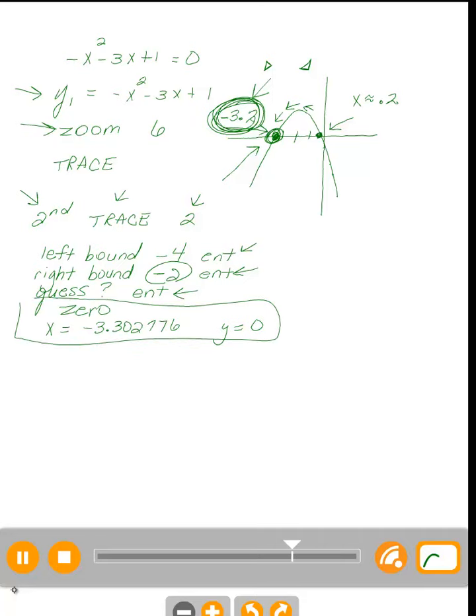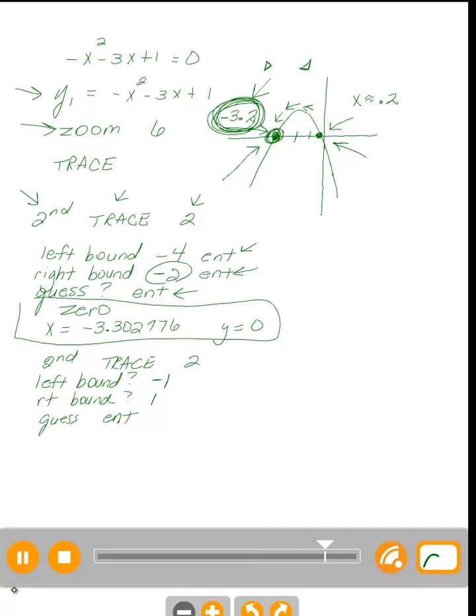Now I need to find the intercept on the right hand side over here, that's approximately 0.2. So I start the whole entire process over. Second trace 2, and when it asks me left bound for that zero, since it looked like it was at 0.2, negative 1 is my left bound. Make sure I'm to the left of that zero. And for the right bound, I'm going to use positive 1. As long as you choose a number that's to the left and one to the right of it, you can choose different numbers. I need to be pretty close to it, but definitely to the left and to the right. And for my guess, I always just press enter.